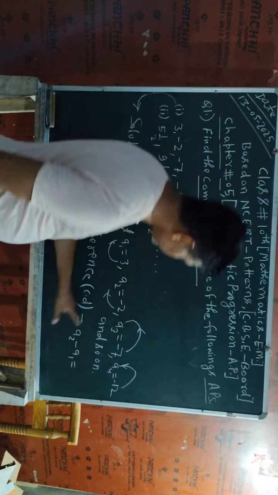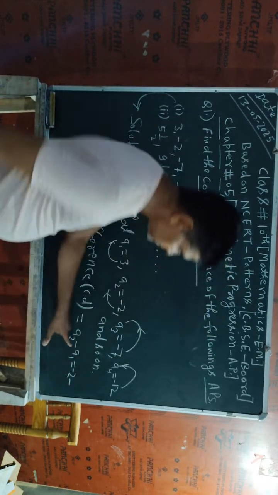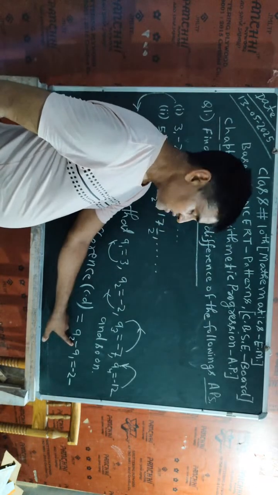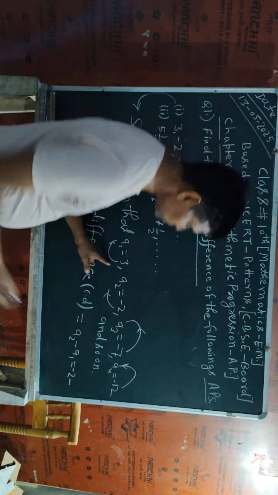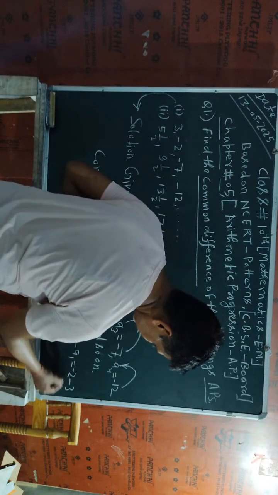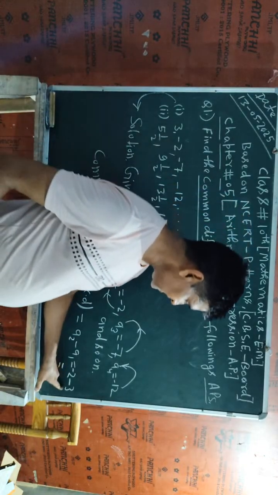The value of A2 is -2, so here I will write -2. And the minus is in the formula, so I will put here minus, and the value of A1 I have to put here as 3. So 2 has a minus sign and 3 also has a minus sign.